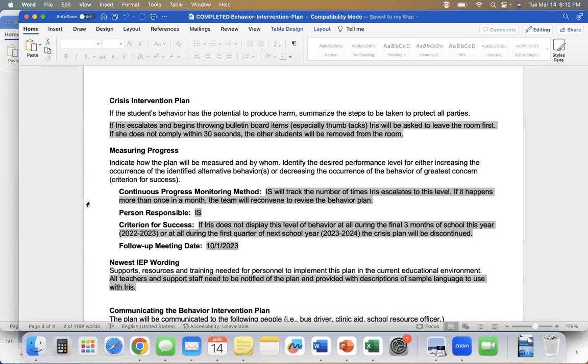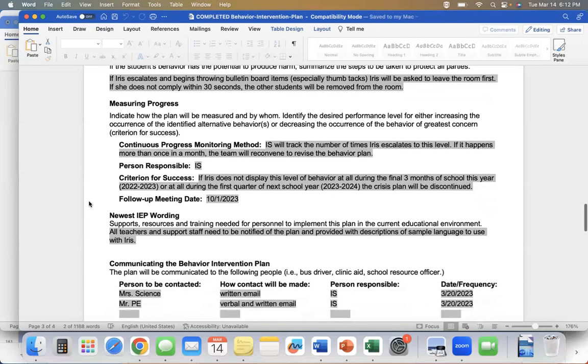So, continuing with the progress monitoring method, the IS is tracking the total number of times that she escalates to this level. If this happens more than once in a month, the team will need to reconvene to revise this behavior plan. So the person responsible here is the IS. Again, it does not always have to be the IS. Not everything needs to fall to the IS.